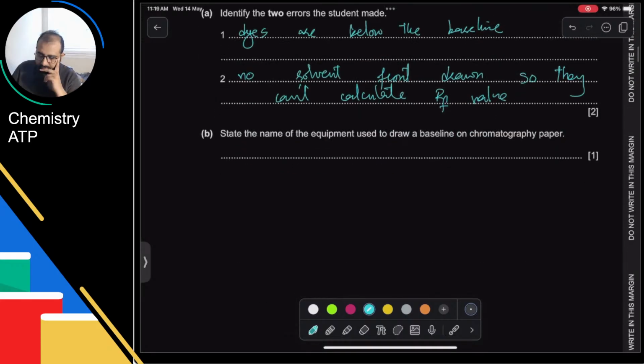Alright, say the name of the equipment used to draw a baseline on chromatography paper. How do you draw the baseline? Baseline is a straight line, right? So you use a pencil and ruler, or just a half meter rule. Make sure it is pencil, not pen, not some other ink. It has to be pencil, because ink will dissolve in water, but pencil will not.